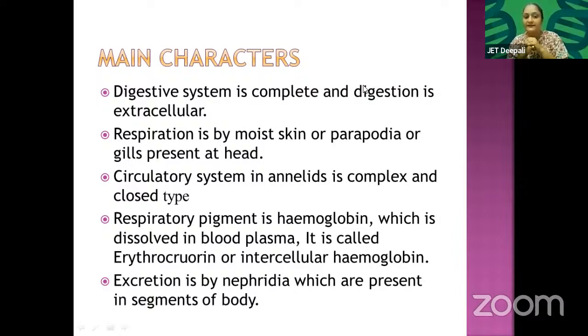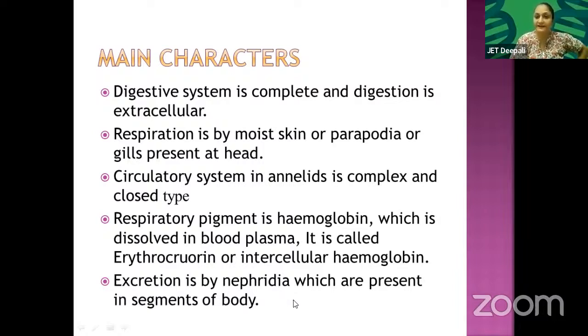Respiratory pigment is hemoglobin. Now this is very important. Remember, note down this thing. Respiratory pigment is hemoglobin, which is dissolved in blood plasma. It is called erythrocruorin. This is the name of the pigment. We have erythrocytes with intracellular hemoglobin, but here it is erythrocruorin. This is a very important word. Make your notes. Write this thing.